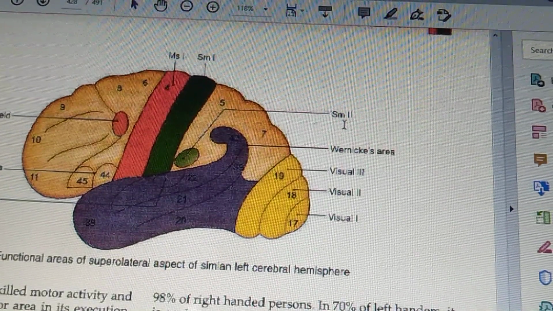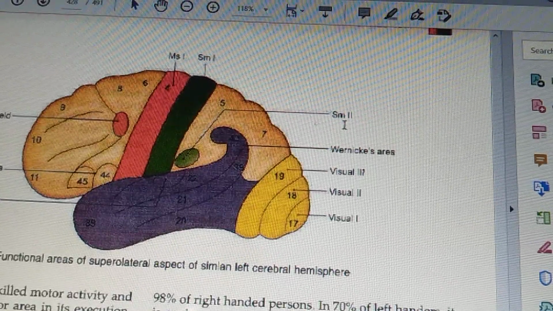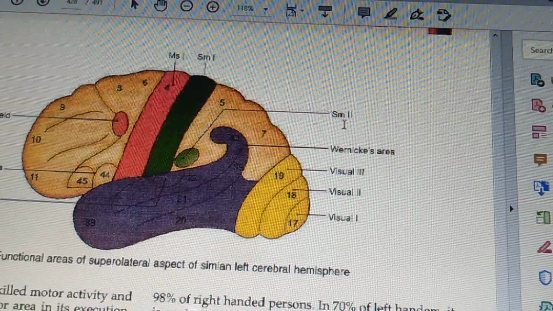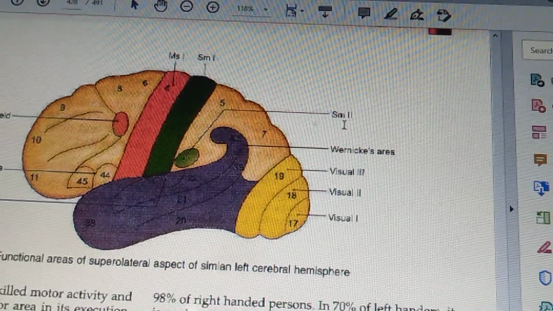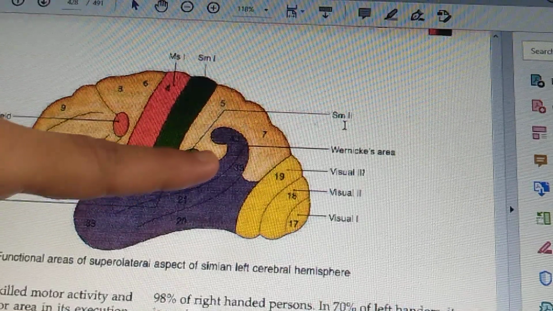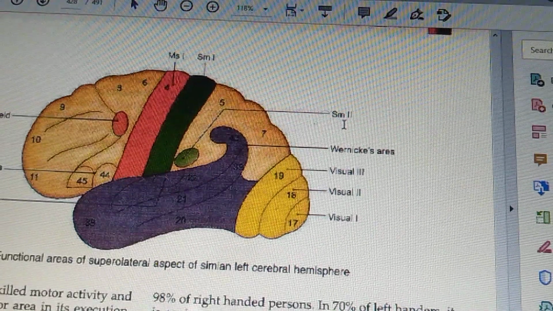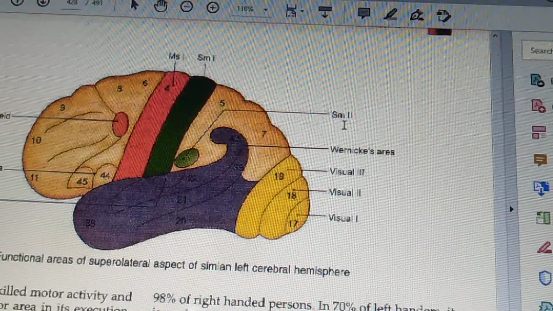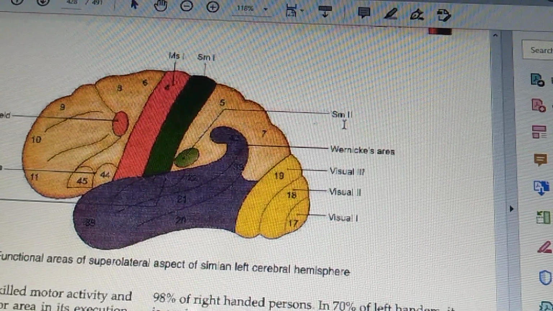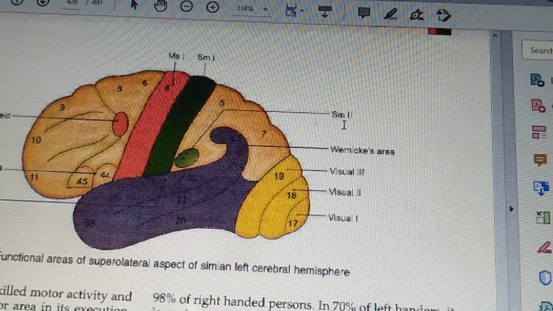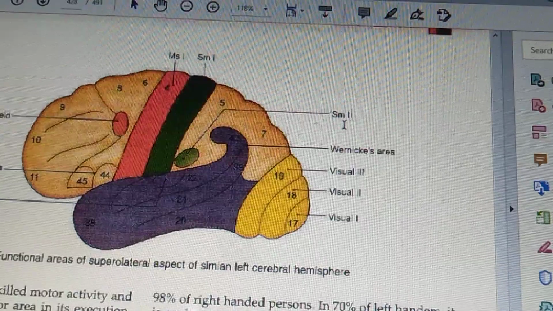It is situated in the superior lip of the posterior ramus of the lateral sulcus, with the post-central gyrus, but in the lateral sulcus. Superior lip of the posterior ramus of the lateral sulcus. The parts of the body here are represented bilaterally. Next is the somesthetic association cortex.